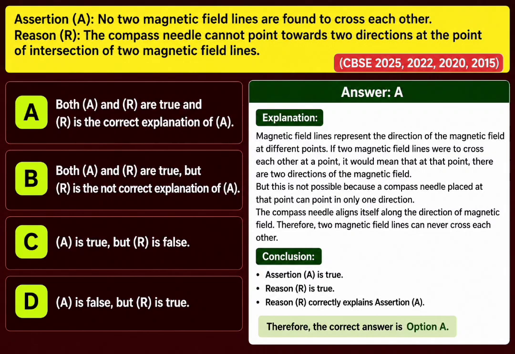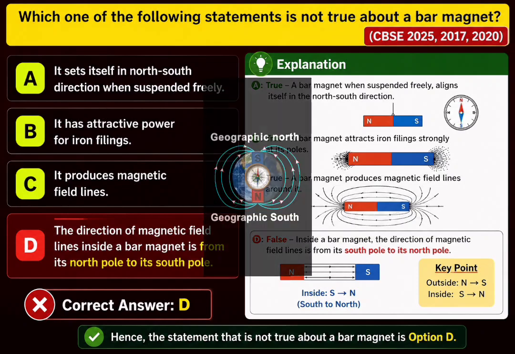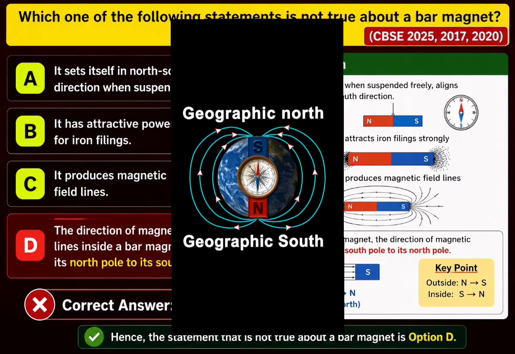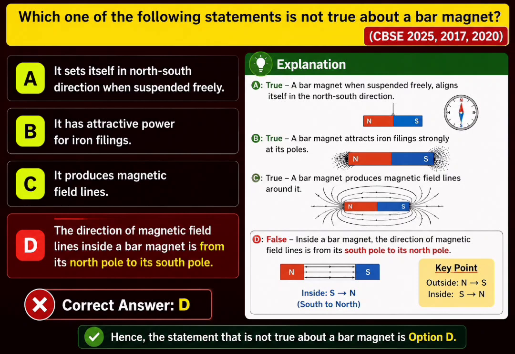Now, let's solve another important question. The question asks, which one of the following statements is not true about a bar magnet? Option A says, a bar magnet sets itself in the north-south direction when suspended freely. This is true because a freely suspended magnet always aligns itself with Earth's magnetic field.